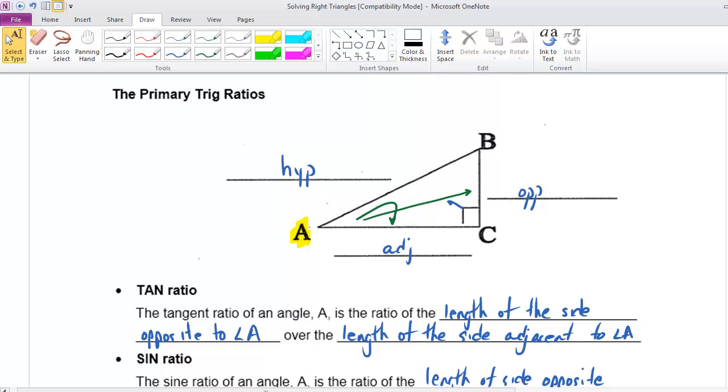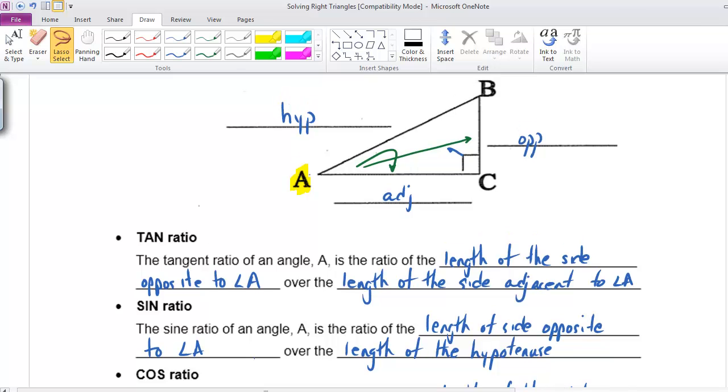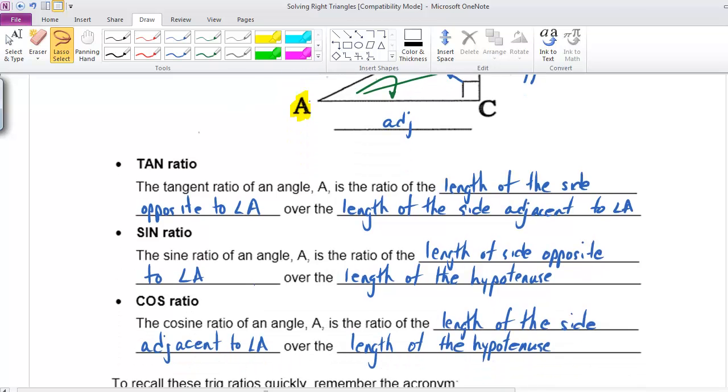So if we look at the vertical side BC, that is opposite of angle A. And if we look at the horizontal side AC, that is adjacent to angle A. And of course, the hypotenuse is always the hypotenuse. It is not relative to anything. If we're talking about angle B, opposite and adjacent would flip.